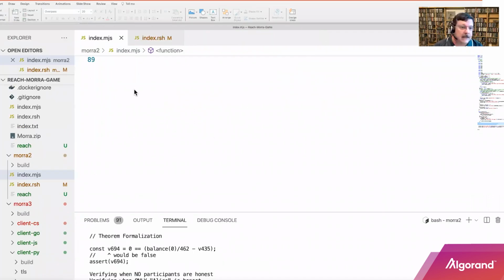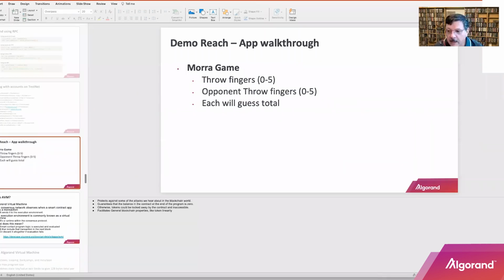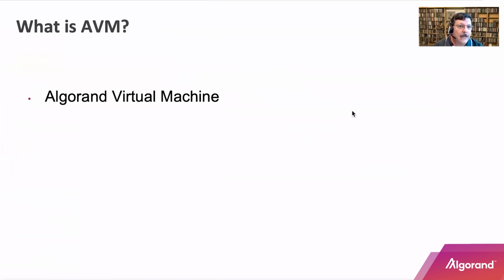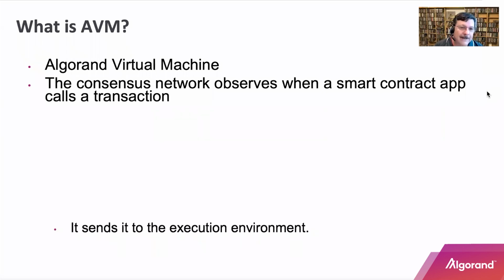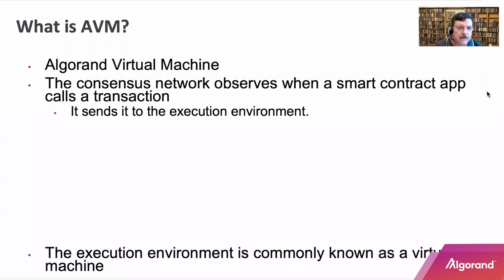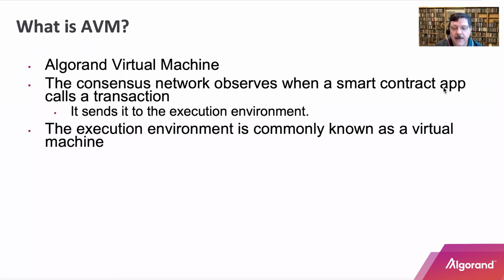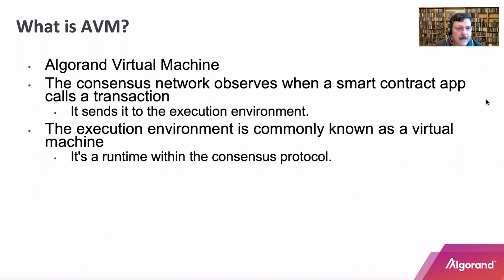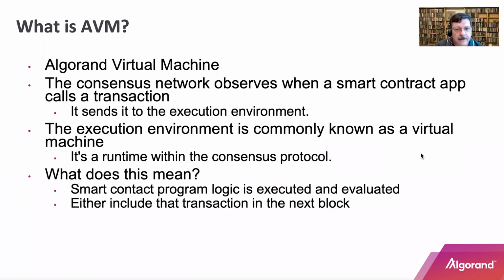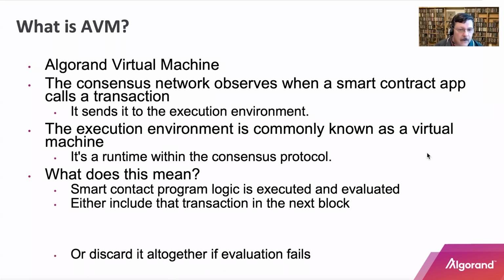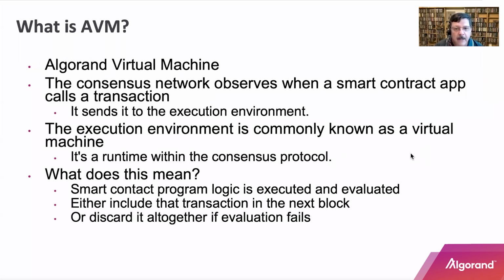And then the last piece here, I'll go ahead and show you, is talking about the AVM. So what is an AVM? It's the Algorand Virtual Machine, once again, is what it stands for. The consensus network observes when a smart contract app calls a transaction. So it sends it to the execution environment, and the execution environment is commonly known as a VM, or virtual machine. And then it's a runtime basically that runs within the consensus protocol. And smart contract program logic is executed and evaluated, and either includes a transaction in the next block or discards it. So this is happening on every node in there.